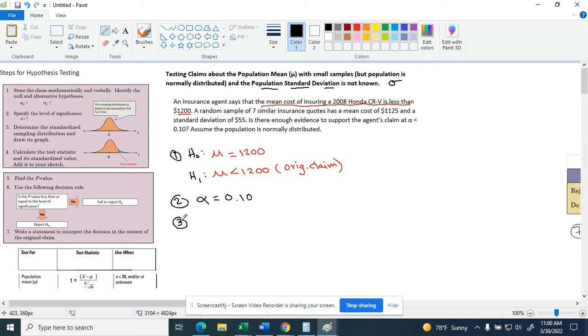Step number 3 is to draw a picture. That's basically what you have to do there. So draw the bell-shaped curve, and you're going to shade a tail. Who always decides which tail you're going to shade? H1. Go to step 1. Find out what mathematical symbol you use to state the claim. I have a less than. That means I'm shading only the left tail.